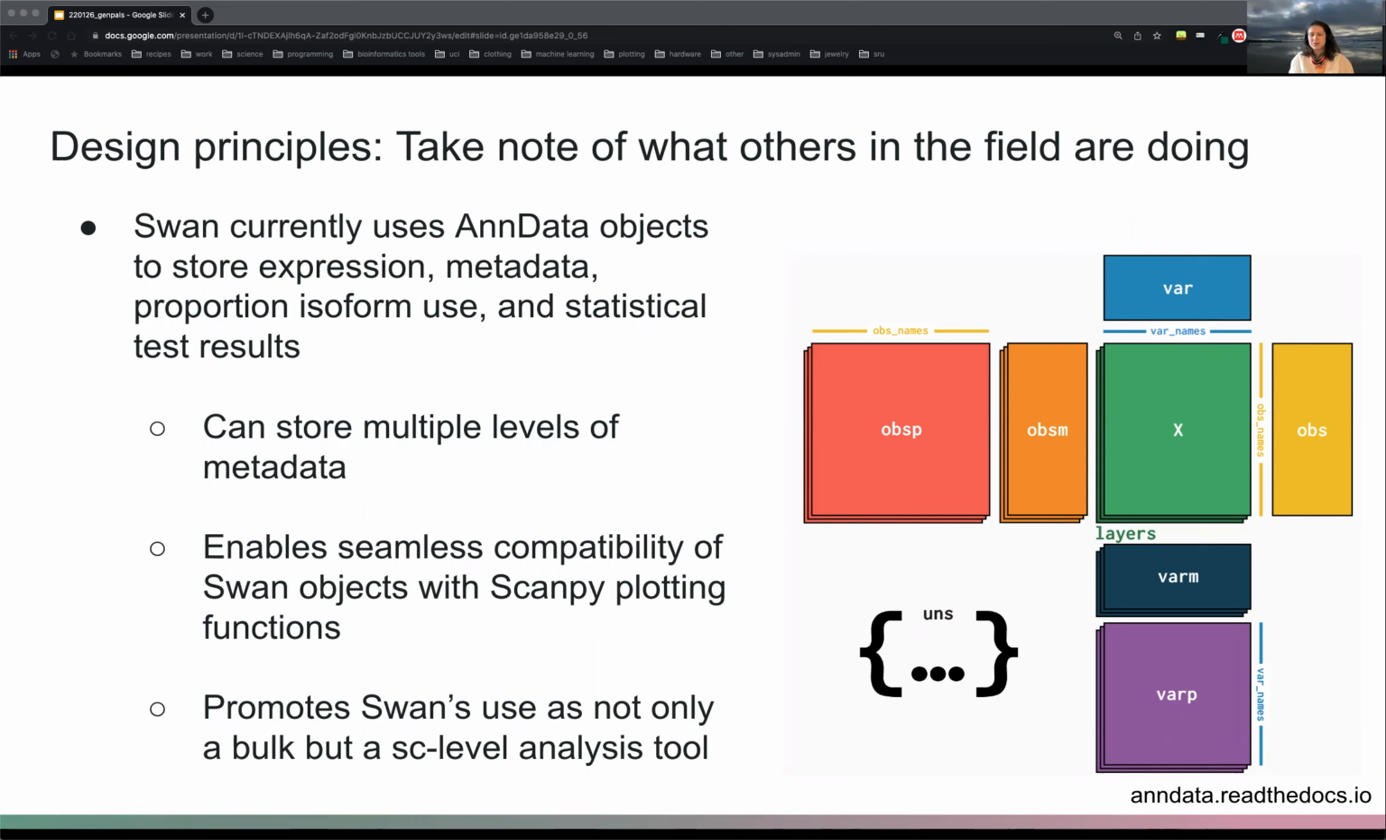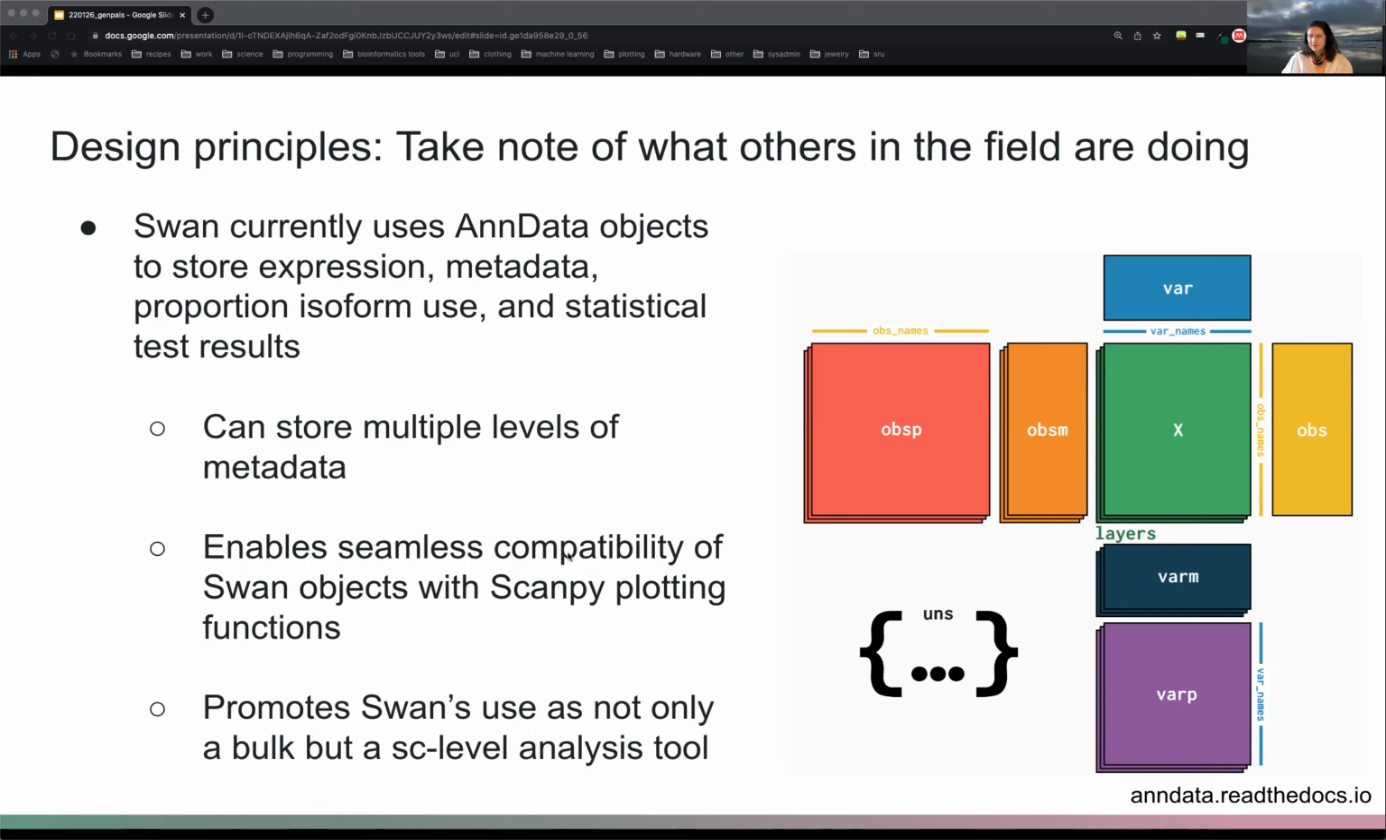And so when I set about reworking Swan last year, I was coming off of doing a lot of single cell analyses in Python, and I thought it would be a good idea to adapt this data structure, of which the details that you see over here are not quite important, but I like this visualization. Essentially, I still made my own class from scratch, but I store a lot of what's in there in one of these, such as expression, metadata, proportion isoform usage, and statistical test results as well.